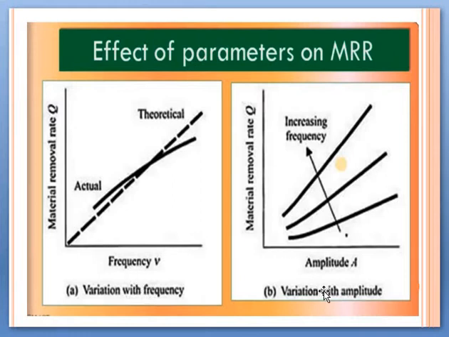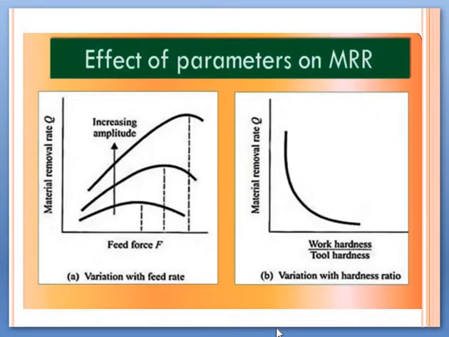The second one is related to the amplitude. With the increase in the frequency, amplitude goes on increasing. And with an increase in amplitude, definitely the material removal rate will increase, as we saw in the previous diagram. This is the effect of the amplitude on material removal rate. Are you getting it? Next is the variation of the feed rate or feed force, that is related to the tool. Feed force given to the tool.